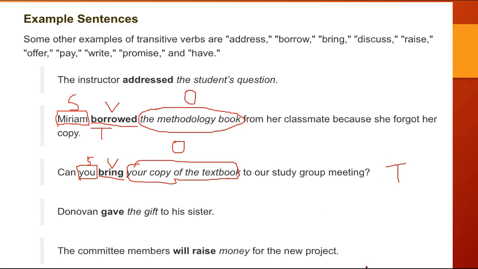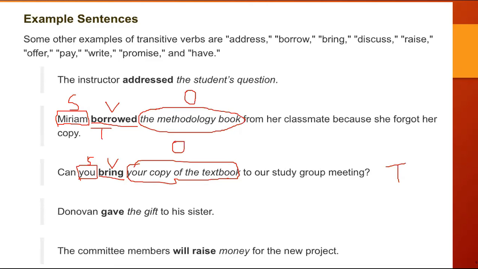Okay, so these examples are the same. Diego, Donovan gave the gift to his sister. Donovan, the subject, gave the verb and the gift object, and it's transitive. Exactly. The next one.